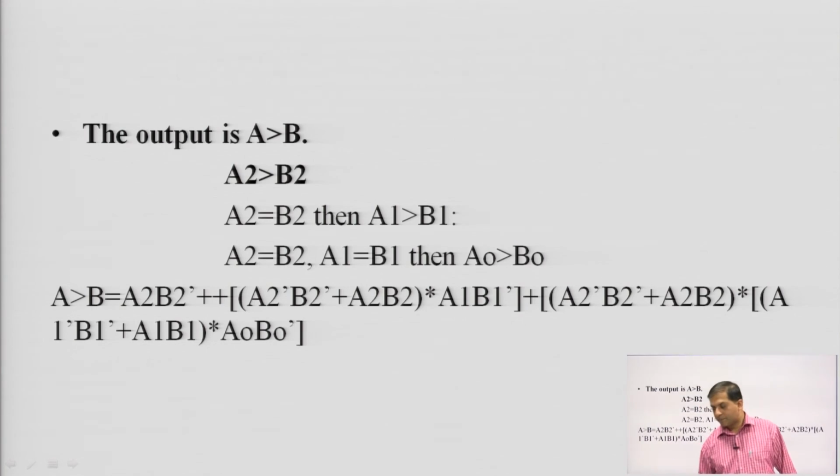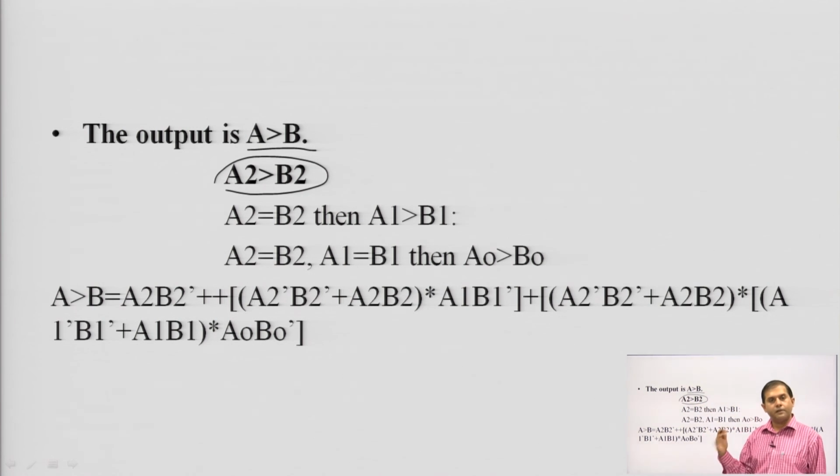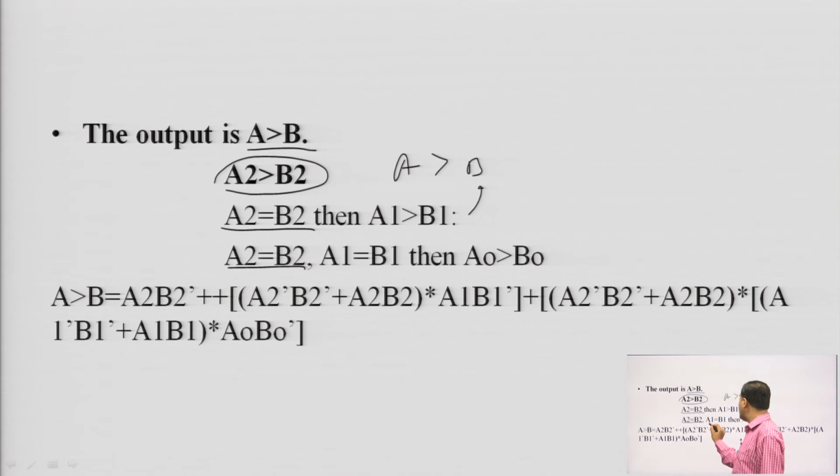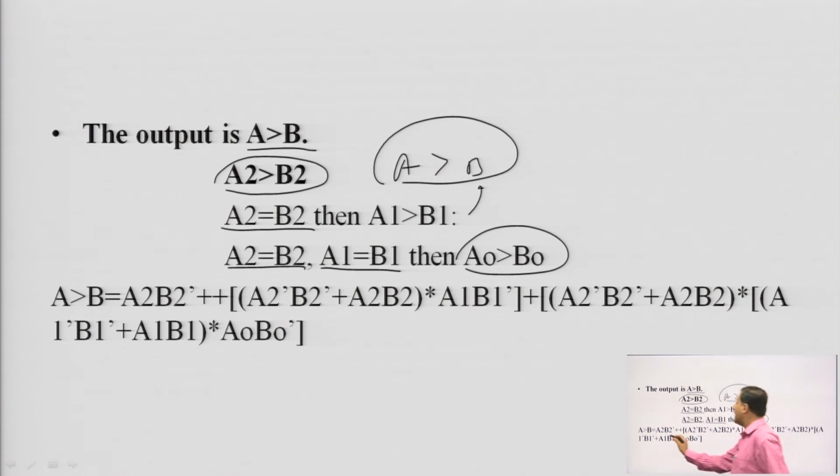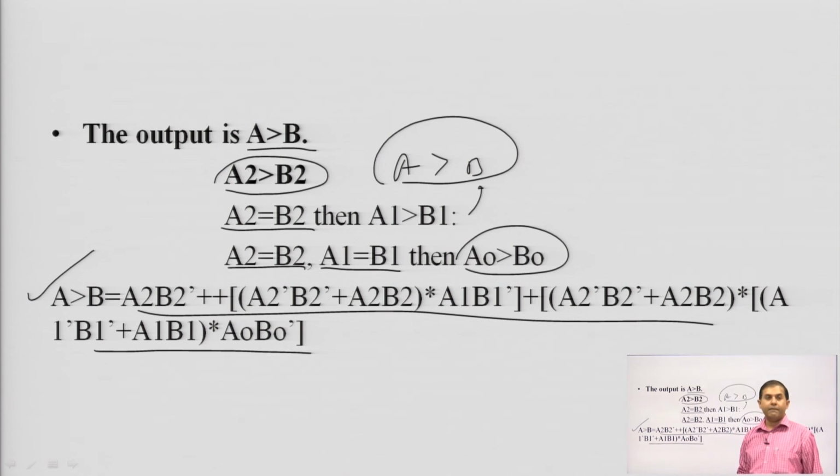And next, the last is A greater than B. We check A2 and B2; if A2 is greater, the problem is solved and we can conclude that A is greater than B. But if A2 is equal to B2, we go for the next check, A1 and B1, and if A1 is greater than B1, you can conclude that A is greater than B. If A2 equals B2 and A1 equals B1, then we go for the third one: if A0 is greater than B0, A is greater than B. So, the final answer for A greater than B is like this after doing the K-map solutions.